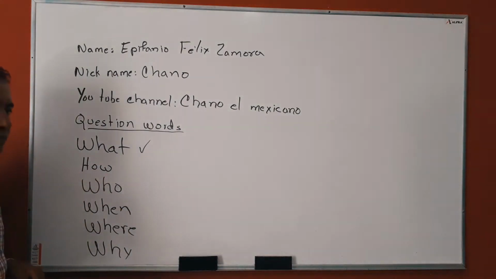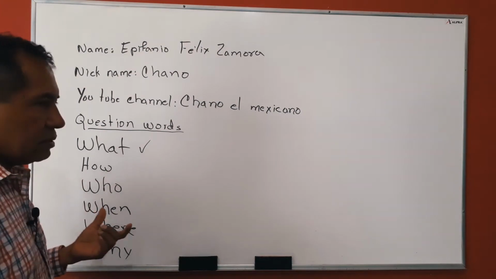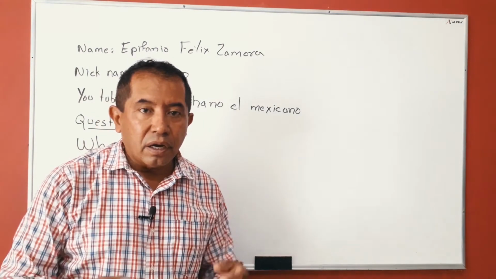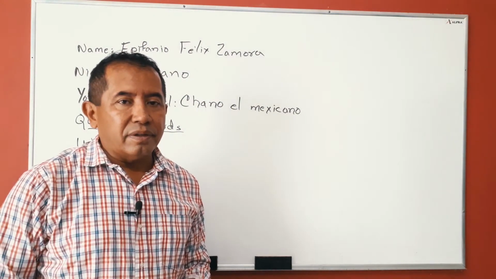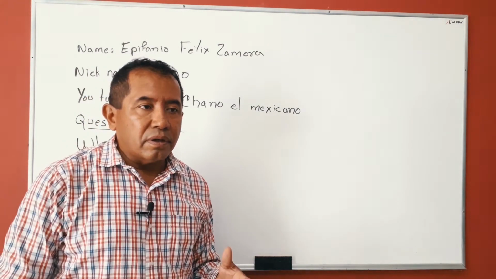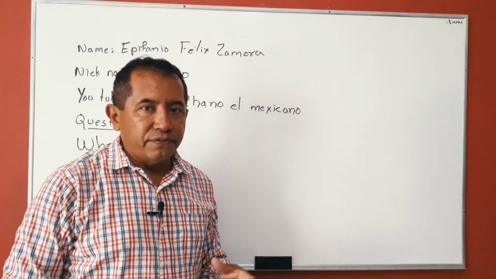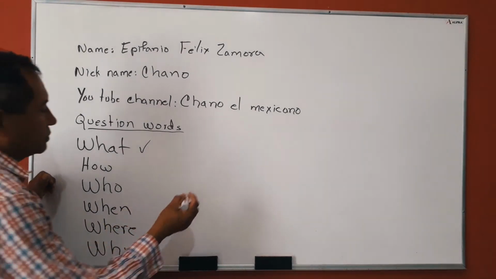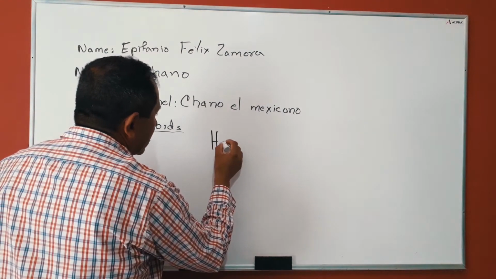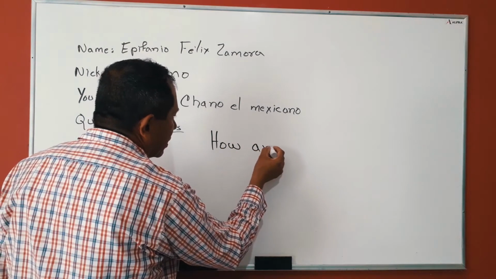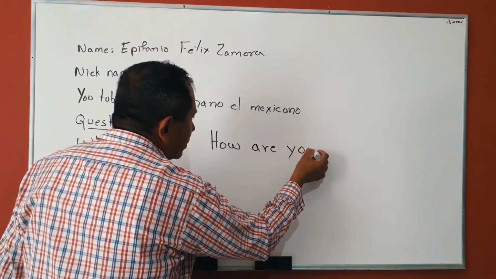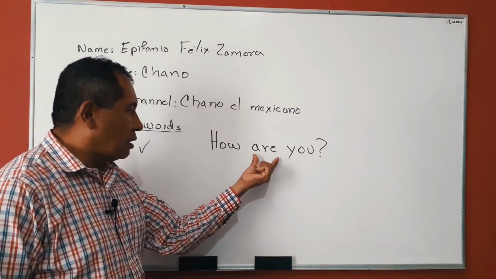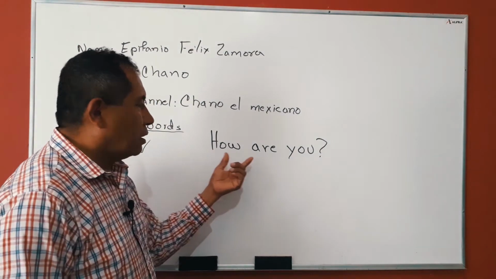So, how? How is a question to ask, for example, for feelings, as how are you? And the possible answer is excellent, very good, not bad, right? Let's check the question. How are you? How are you? Okay? How are you?